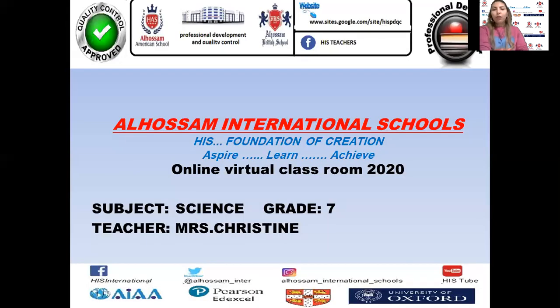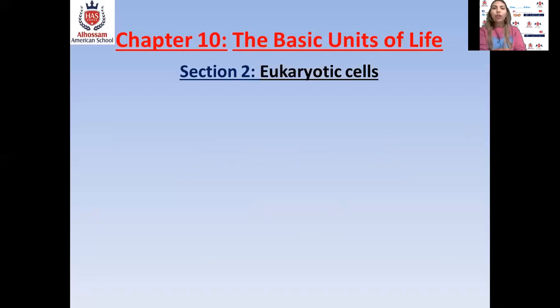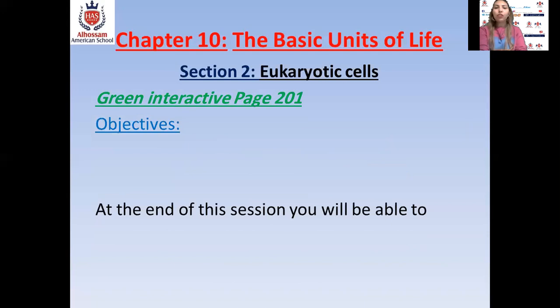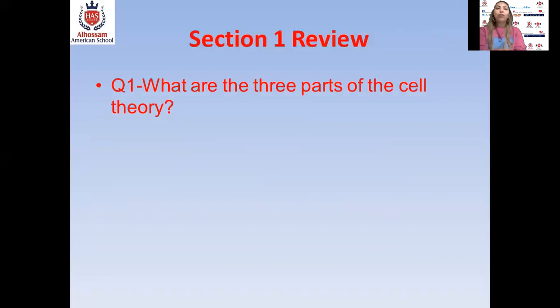So today we're going to complete chapter 10, the basic units of life, section 2, eukaryotic cells. And you can use your green interactive book page 201. At the end of this session, you will be able to review section 1, identify different parts of eukaryotic cells, and explain the function of some organelles of eukaryotic cells. And now let's revise together.